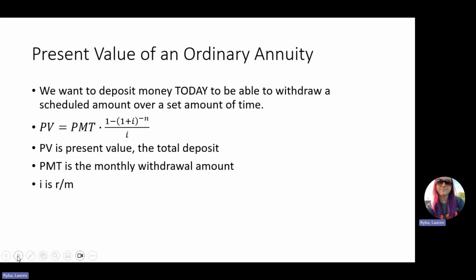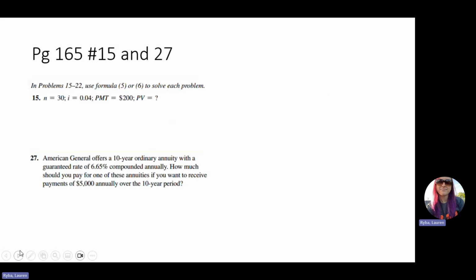So we have a formula that says PV, present value, is equal to the payment, aka the monthly withdrawal amount, times 1 minus 1 plus interest rate. Remember, that is R over M, raised to the negative n power, all over I. An example, they may just tell you what N, I, and payment are and ask you to find the present value. Most often, though, it's going to be written as a sentence word problem like the second example there.